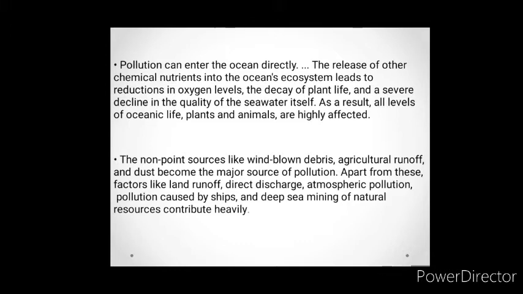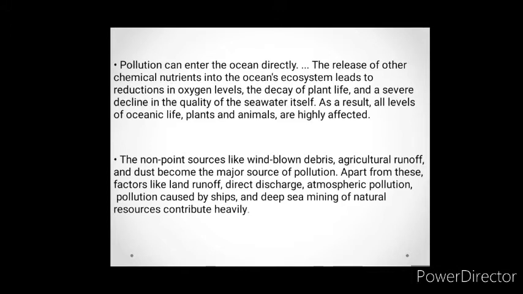So, sinasabi na the release of other chemical nutrients sa ecosystem ng karagatan ay humahantong sa mga pagbawas sa antas ng oxygen sa ocean at maaaring makaepekto ito sa ocean floor tulad ng pagkabulok o pagkamatay ng mga halaman o corals sa dagat at isang matinding pagbaba sa kalidad ng mismong tubig ng dagat. As a result, all levels of oceanic life, plants and animals are highly affected.